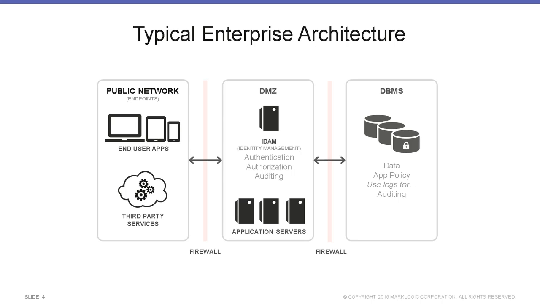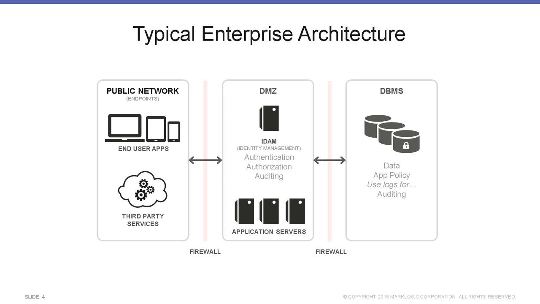So irrespective of whether it is on-premise or off-premise, the typical architecture has been like this for years, and although you might have multiple layers of firewall between your DMZ and your application services, logically it looks like this. So you have your public network, your end user applications, third-party services. You have your demilitarized zones, DMZ, where you have identity management and your application services. And you have your data tier, which is where your data resides. All your database management systems are running in this data tier. And you'll have firewalls between them.